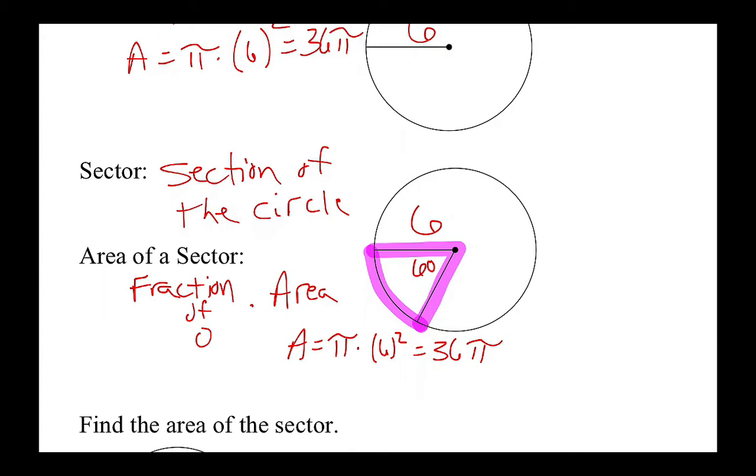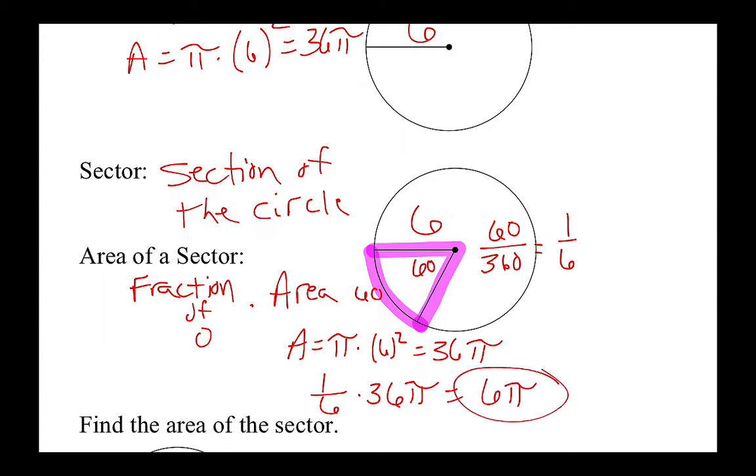But if that central angle is 60 degrees, then so is the arc that's being intercepted. So again, if we have 60 degrees out of a possible 360 in the circle, we have 1/6 of the circle being cut off here. So if we have 1/6 of the circle being cut off, that means we have 1/6 of the area. So to find the area of that sector, we're going to say 1/6 multiplied by the total area of 36 pi, which is 6 pi.